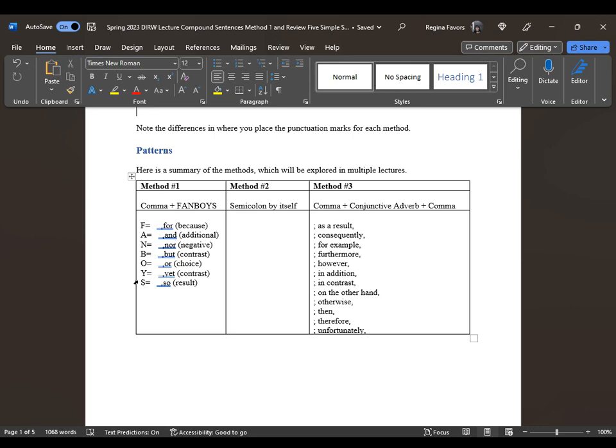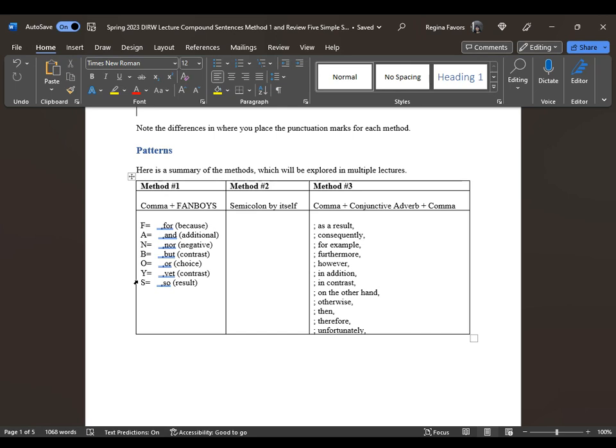And then, of course, semicolon by itself, and sample conjunctive adverbs that you use practically every day are as a result, consequently, for example, furthermore, however, in addition, in contrast, on the other hand, otherwise, then, therefore, and unfortunately. And do notice the pattern.